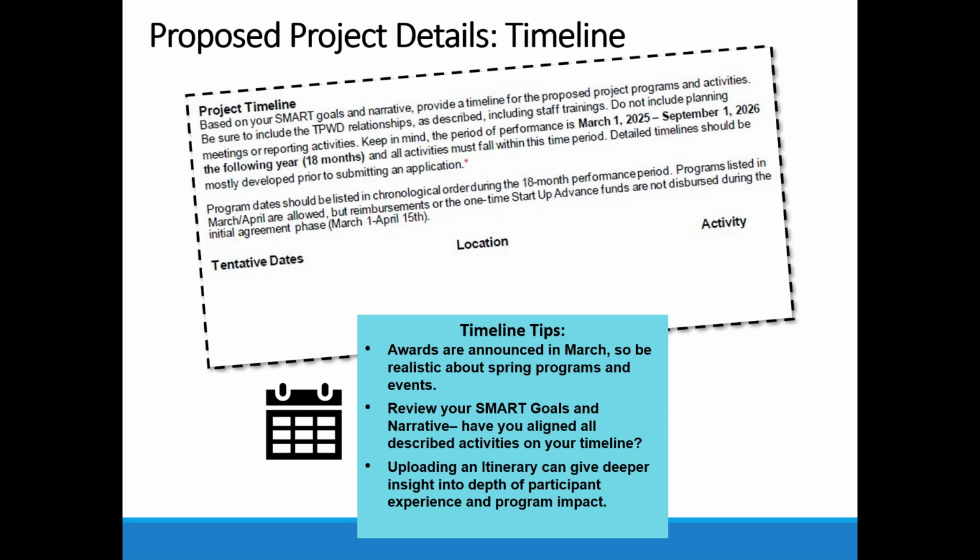So on the timeline, we don't want you to put planning time or partner meetings or anything like that. We're looking for specific project date ranges. It doesn't have to be super specific, like March 13th of 2026. It could simply be spring of 2026. But we kind of want to know the order of things, keeping in mind that period of performance.